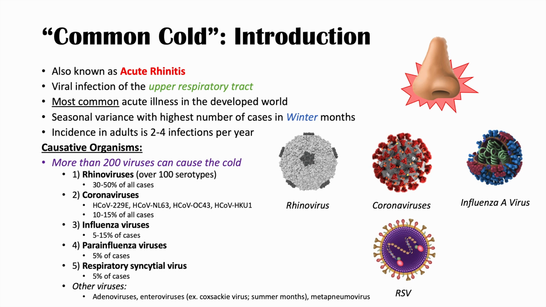These include adenoviruses, enteroviruses like the Coxsackie virus. Usually, if we have a summer cold, we've heard of a summer cold before, it's usually a Coxsackie virus or an enterovirus that is causing the summer cold. And there's also metapneumovirus that can cause the common cold as well. Again, very, very unlikely. So how is the common cold transmitted?